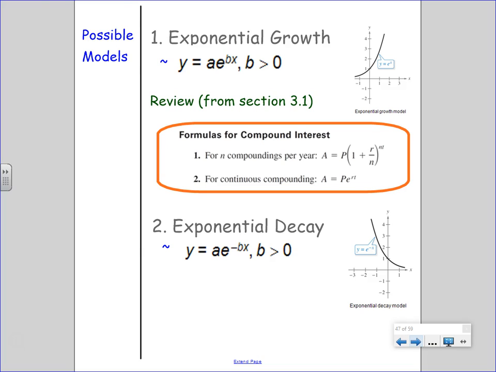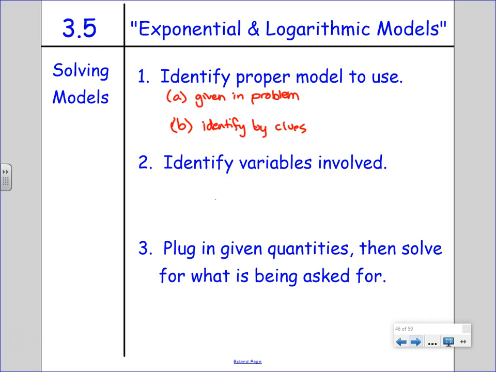So step number 2, coming back, identify the variables involved, which kind of has 2 different components to it, right? Figure out the meanings. I'll just say the labels. And any clues associated with those variables.